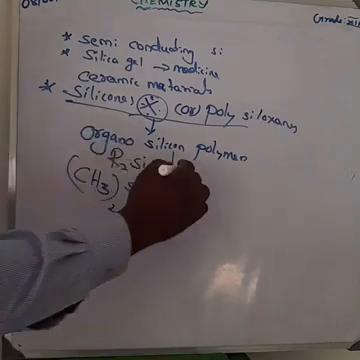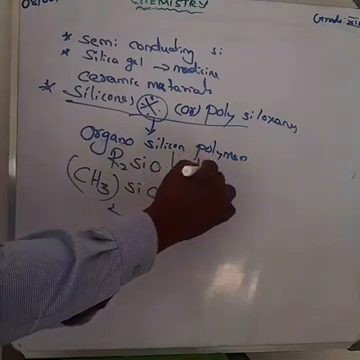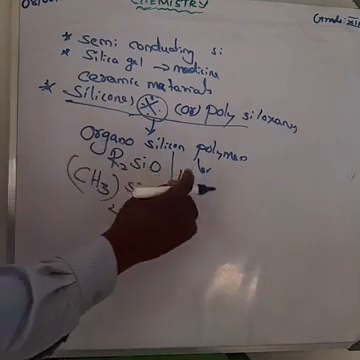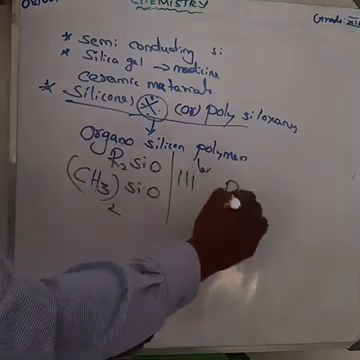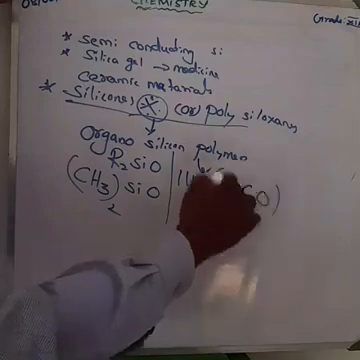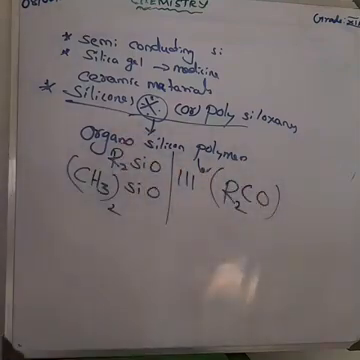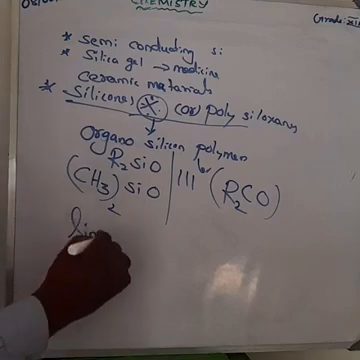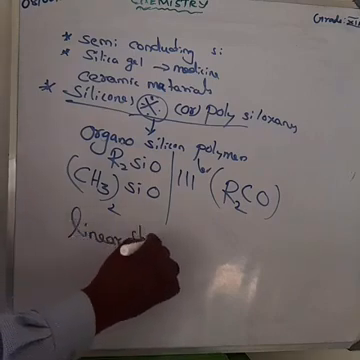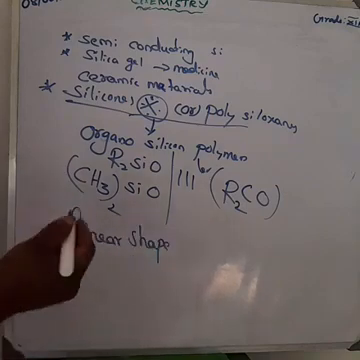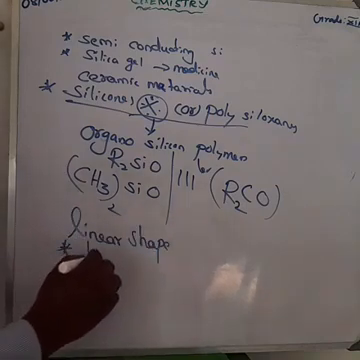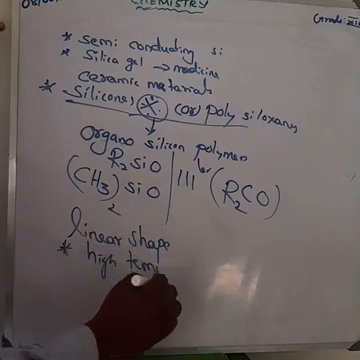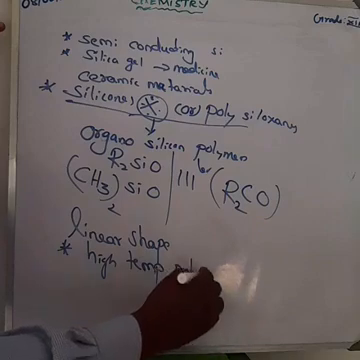The general formula is similar to that of a ketone, R2CO. So they were named silicones. Silicones may be linear or cross-linked in shape. They have very high thermal stability, so they are called high temperature polymers.